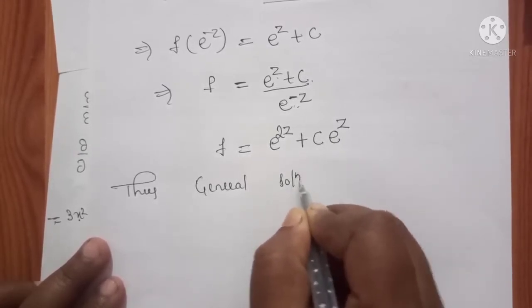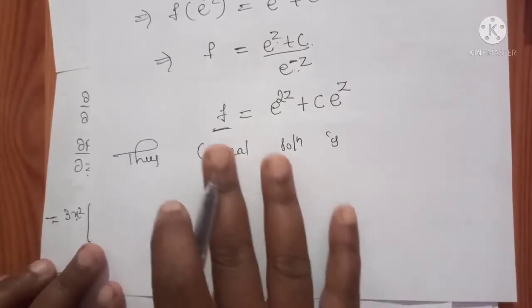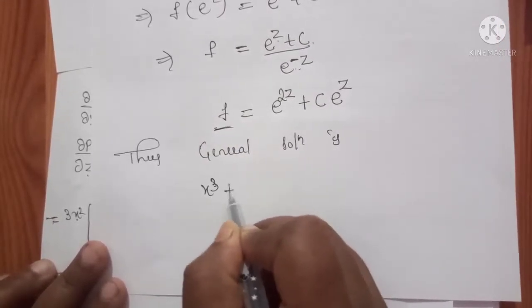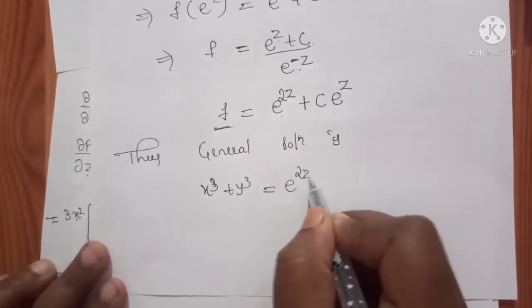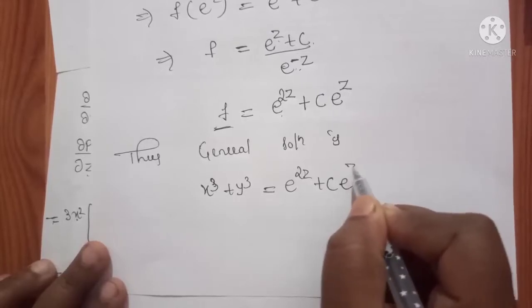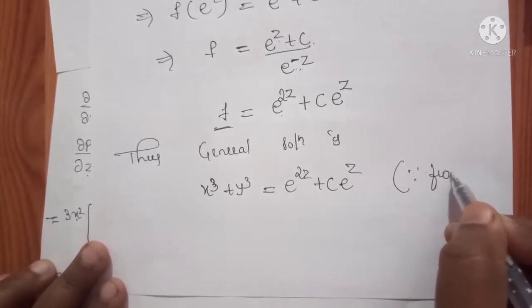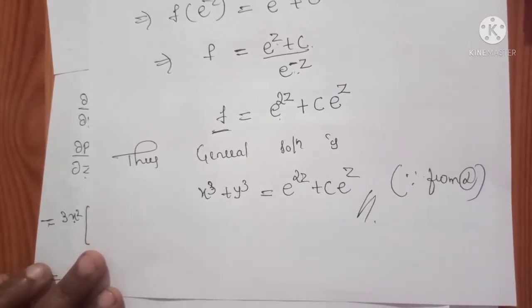The final solution, that is the general solution, is: we substitute the f value from equation 2. The f value is x cube plus y cube equals e raised to 2z plus c into e raised to z, from equation 2. So this is the required solution of the given total differential equation.